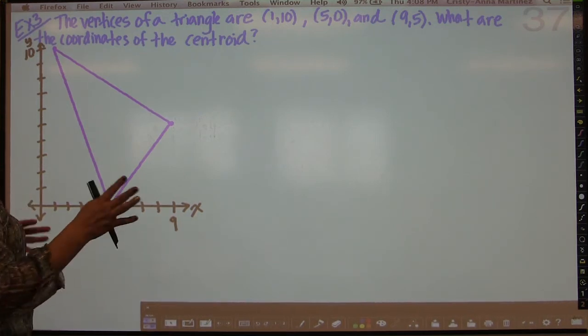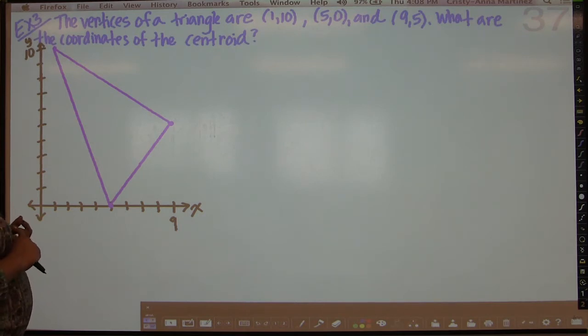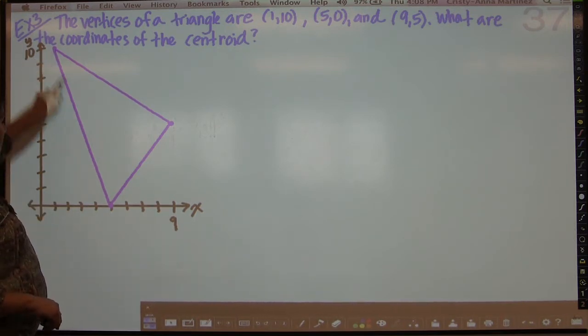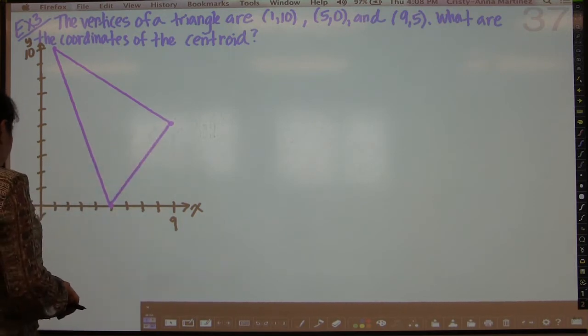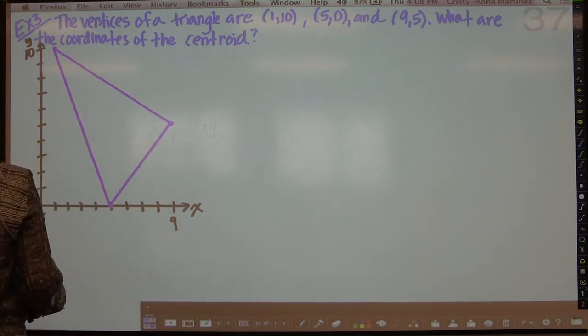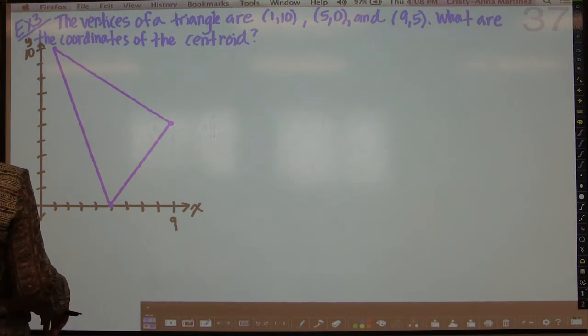I didn't want to write out all of the story, so I've just put up here the core pieces of information: the vertices of the triangle, which were given, and I'm looking for the centroid now. I've already graphed the points (1, 10), (5, 0), and (9, 5). So this is my triangle, and I need to find the centroid. I know that a median goes from a vertex to the midpoint of the opposite side.